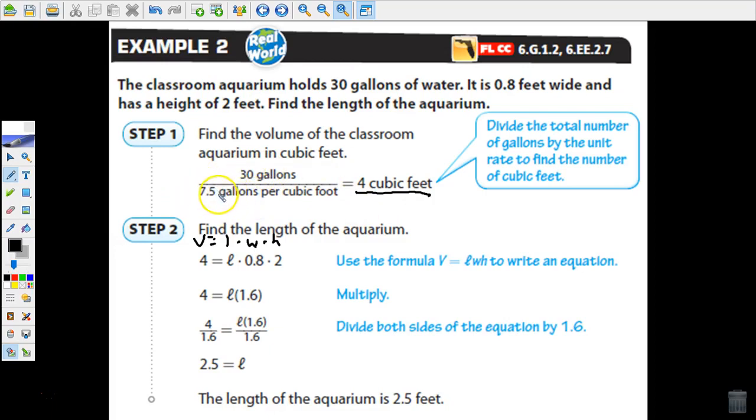I don't believe this will be on the big assignment that we're doing, and I don't think this will be on the FSA. But it's in the lesson, so I'm going to teach it.